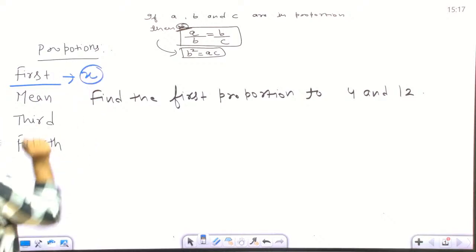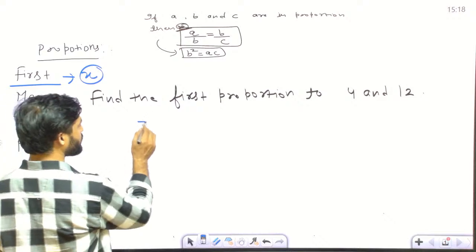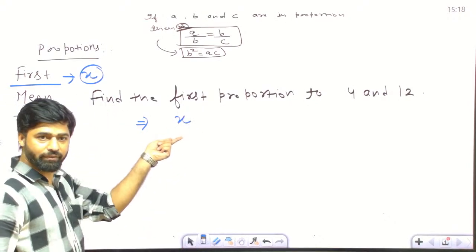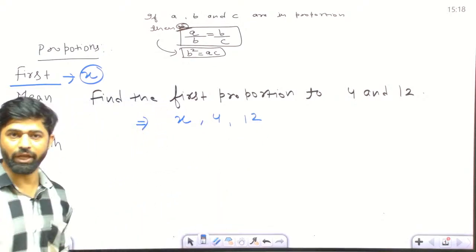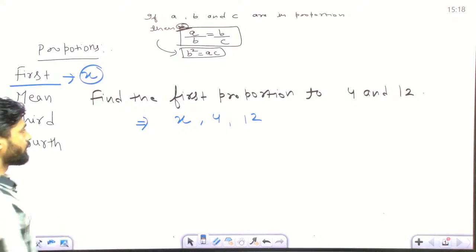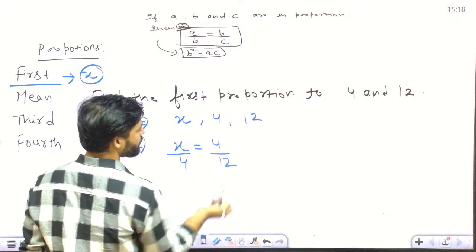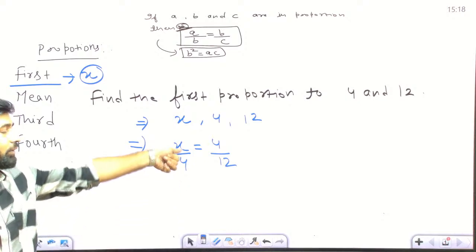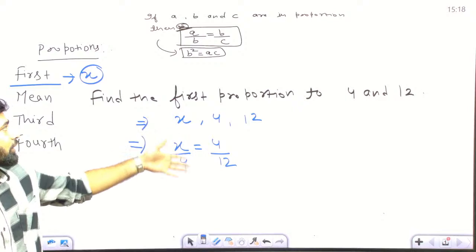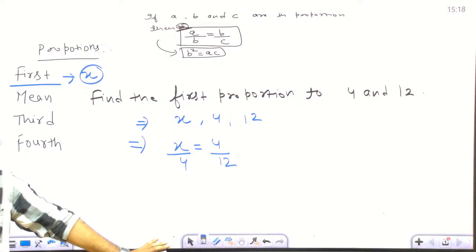If we take that x, so x will be on the first position. You can write it like this: first place, first position. After that the numbers are 4 and 12. Any problem in this? Okay, then the arrangement will be x by 4 equals to 4 by 12. Then you will have the value of x, and this x value is nothing but the first proportion. Any problem in this? Got it?